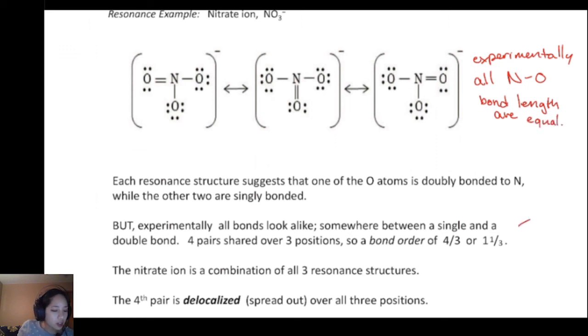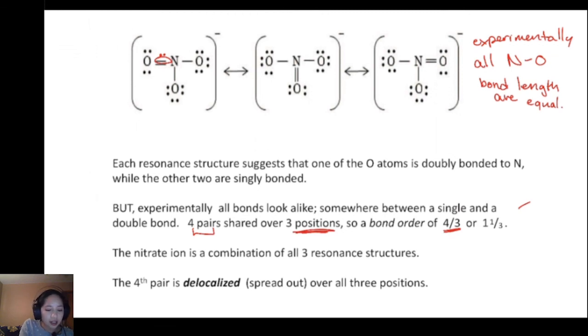All right, so that's why I say here, experimentally, all bonds look alike. It's somewhere between a single bond and a double bond. So essentially, what's happening is that, maybe I'll circle like this, these 2 electrons in this double bond delocalize across the entire molecule. So instead of a purely bond order of 1 or 2, we actually see there are 4 pairs of electrons being shared over 3 different positions. So the bond order is actually 4/3, or a little bit more than 1. It's like 1 1/3, right?